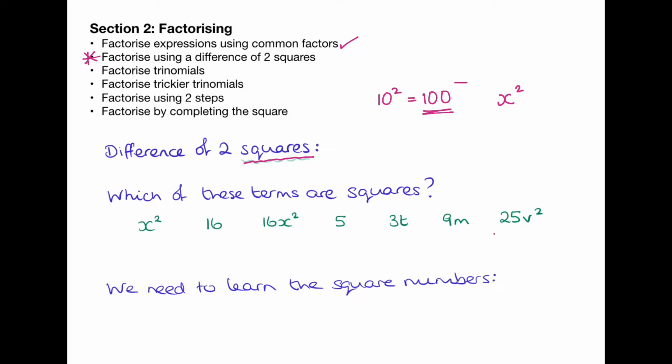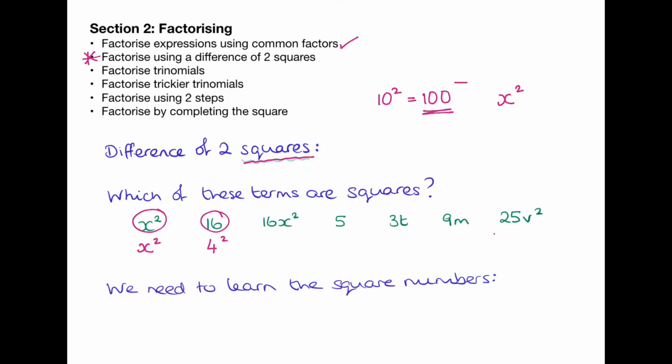So it's best to look at examples, I think. First of all, which of these terms are squares? Well, we can see that x squared is a square, because you square x to get it. So that one is a square. All right, what about 16? Can you square something to get 16? And the answer is you can. You square 4 to get 16. Remember, 4 squared means 4 times 4.